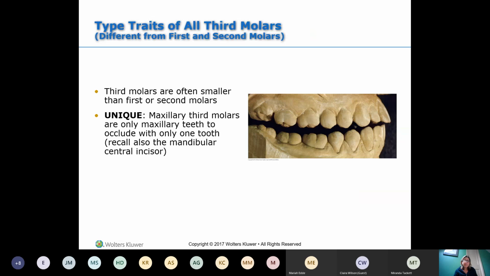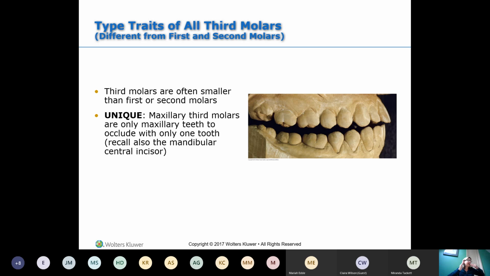Third molars are oftentimes smaller, and oftentimes they're out toward the buccal or the lingual. So the maxillaries a lot of times will point out toward the buccal because they've run out of space, and the mandibular oftentimes will point down in toward the lingual because, again, as the mouth rounds out in the corners here, there's no place for the tooth to come in straight. So it's got to make its way one way or another.